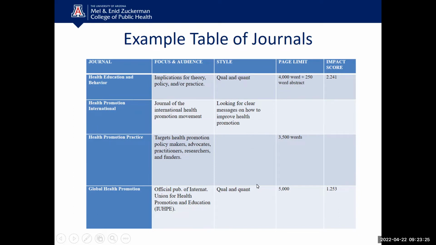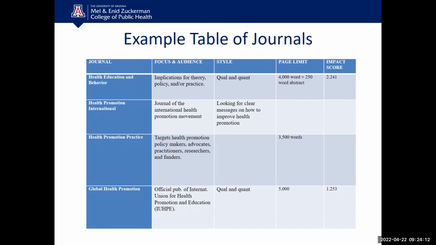So the second column here is the style. The third one is the page limit. You should think about that very early on. There's no point in writing 10,000 words and then finding you can only publish 3,000 words. And it takes a long time to cut down the word count. And then you may want to have the impact factor of the journal. So if we take another example, Health Promotion International, this is the journal of the International Health Promotion Movement. And they actually say on their website, they're looking for clear messages on how to improve health promotion. So this is the sort of information you need to know. The earlier, the better, really. You need to start thinking early.